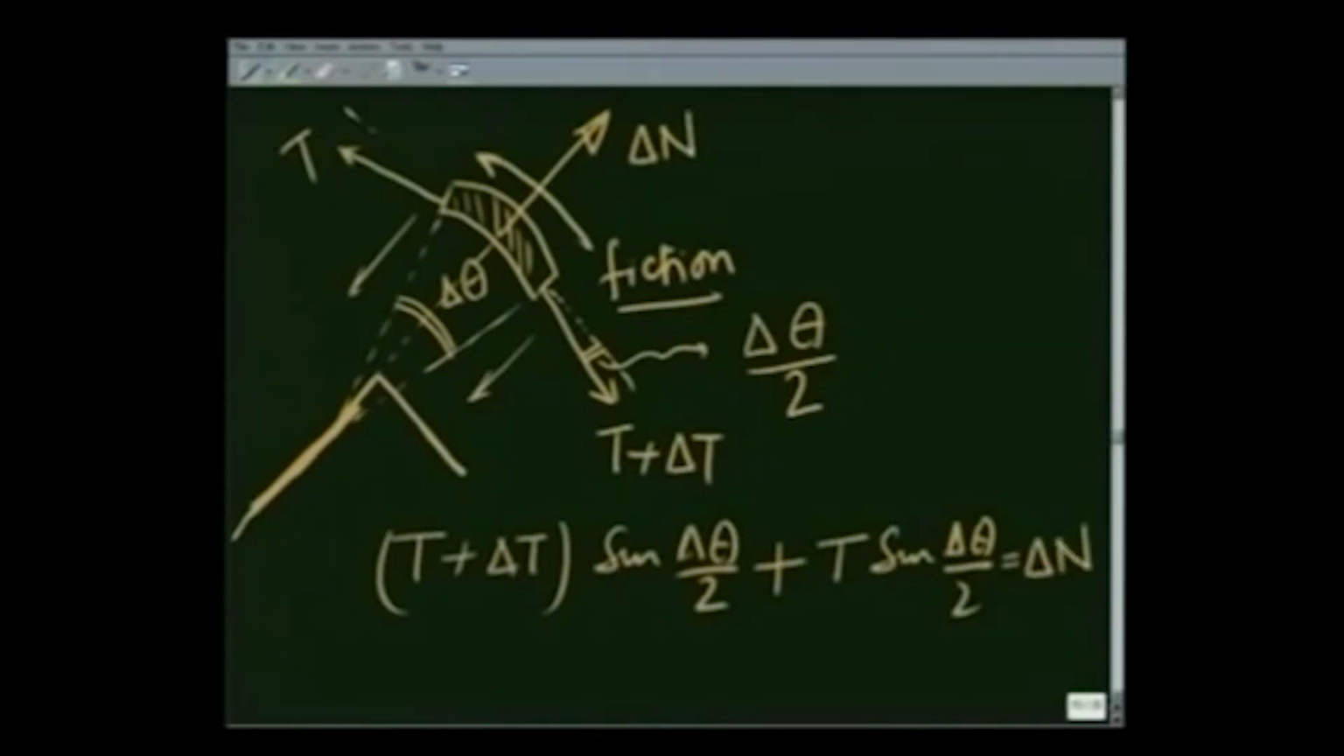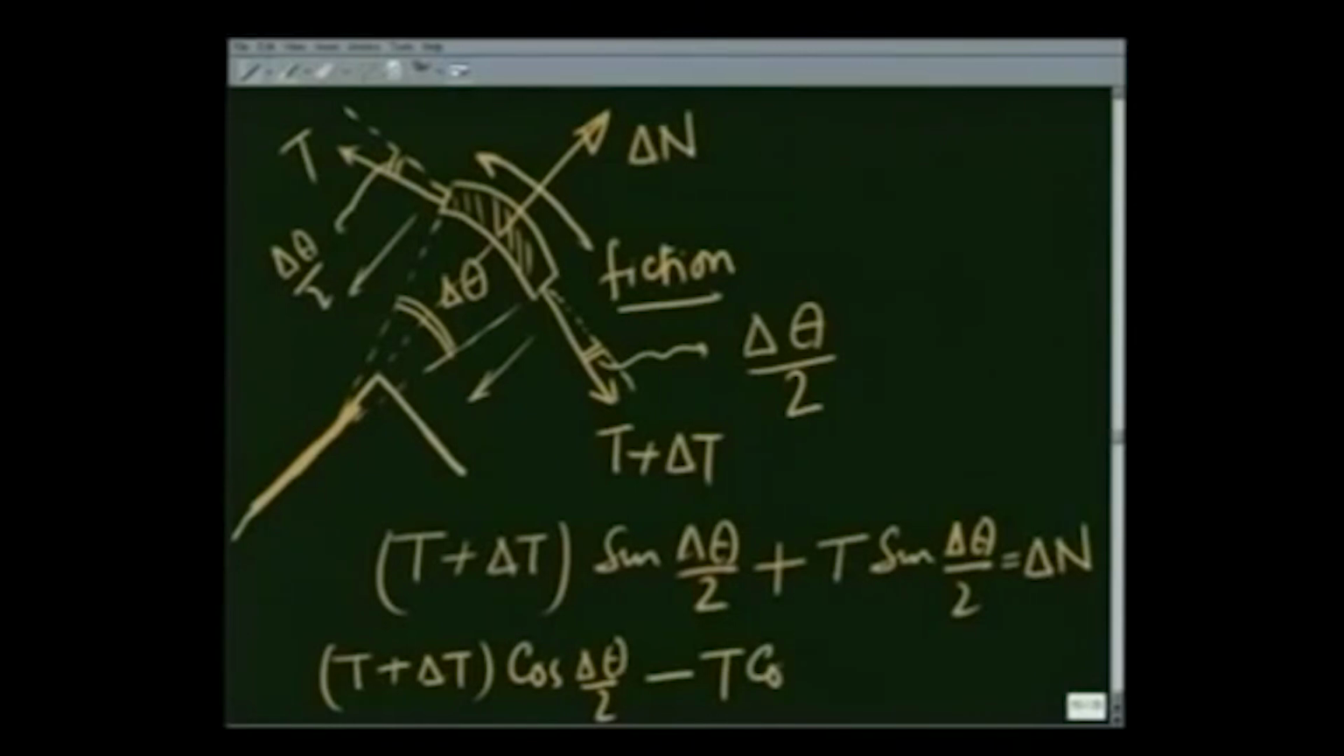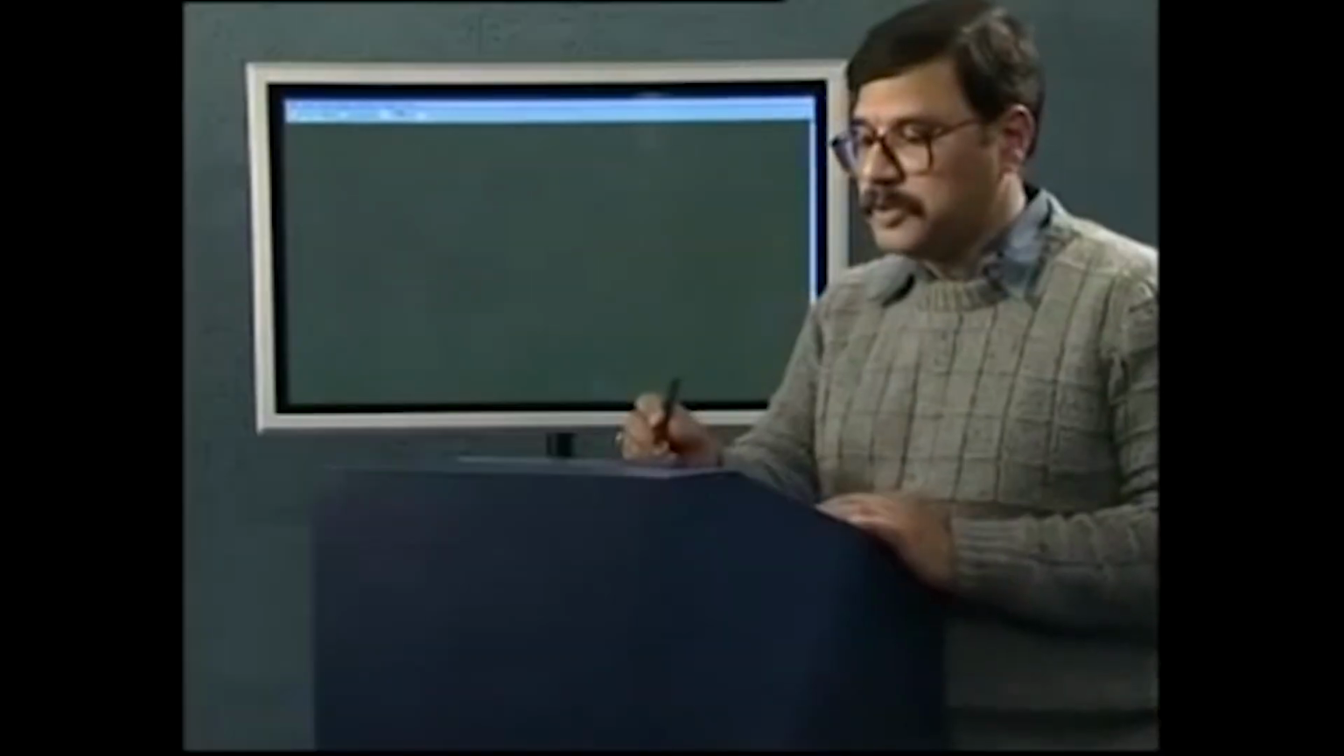This angle again is delta theta over 2. And the second equation, T plus delta T cosine of delta theta over 2 minus T cosine of delta theta over 2 is going to be equal to the frictional force F. Let us then write these equations again.